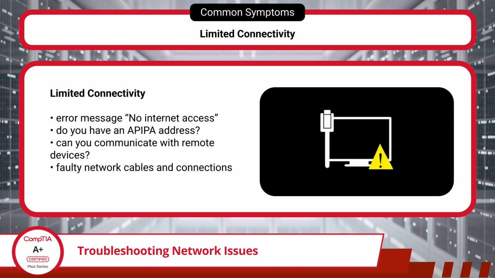One common troubleshooting step that can be used to isolate the root cause is to check whether the device has obtained an APIPA address. APIPA addresses are self-assigned IP addresses that devices generate when they fail to obtain an IP address from a DHCP server. If the device has an APIPA address, it indicates a problem with the DHCP server or the device's network configuration.